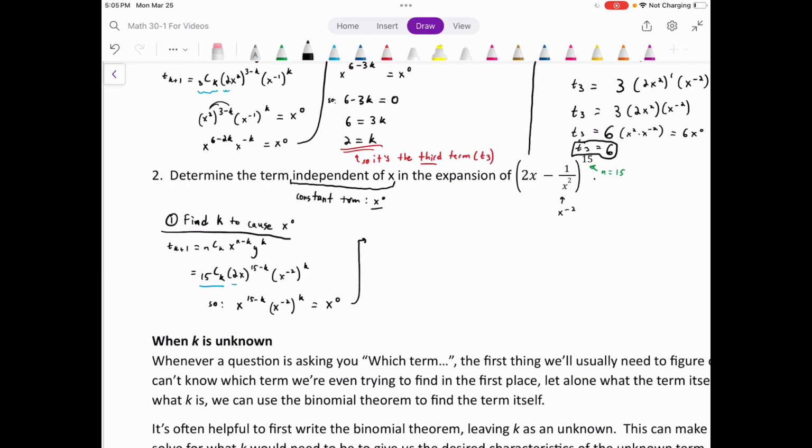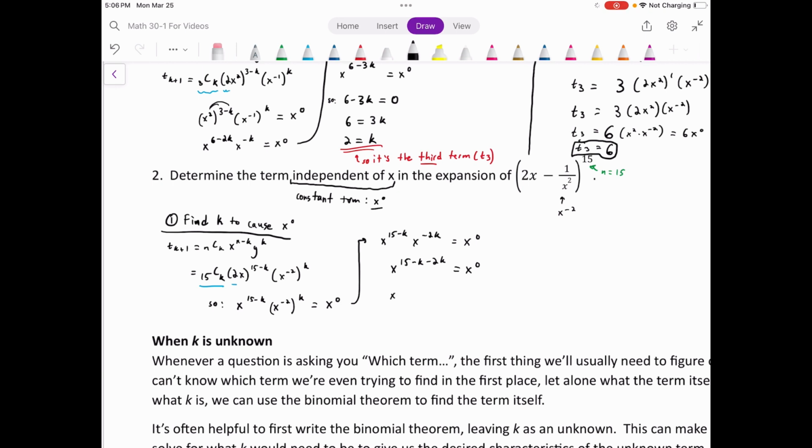So here we go. We've got x to the power of 15 minus k. If we multiply that by x to the negative 2, all being raised to the power of k, our exponent laws tell us we can multiply those two exponents together. So negative 2 times k is negative 2k, and that equals x to the power of 0 for us to have a constant term. Now, we're multiplying these two together. They're both base x, so we can add their exponents. So this is x to the 15 minus k plus negative 2k, which equals x to the power of 0.